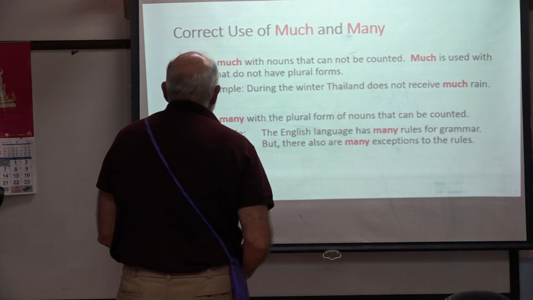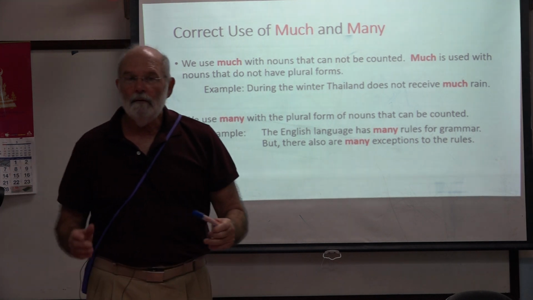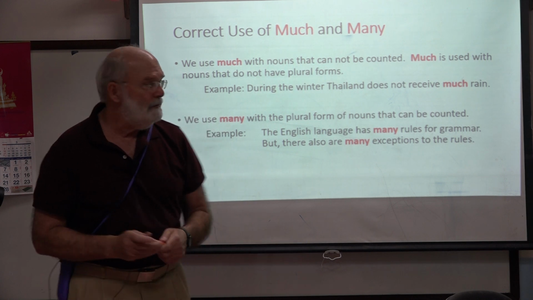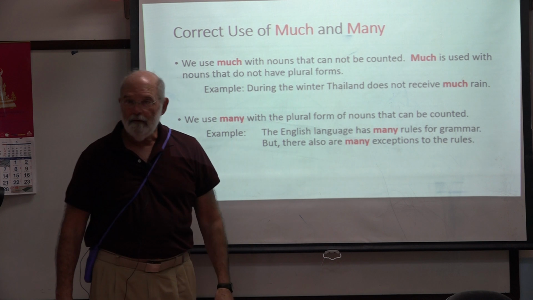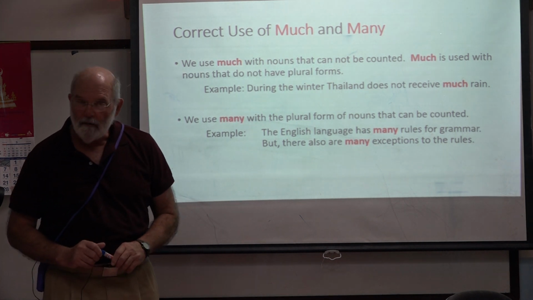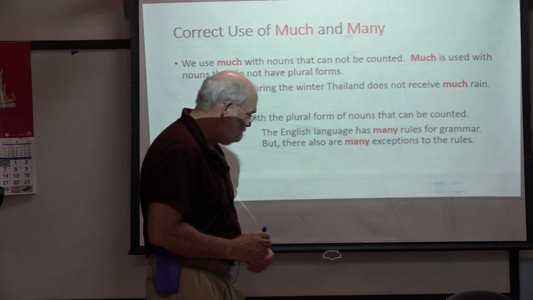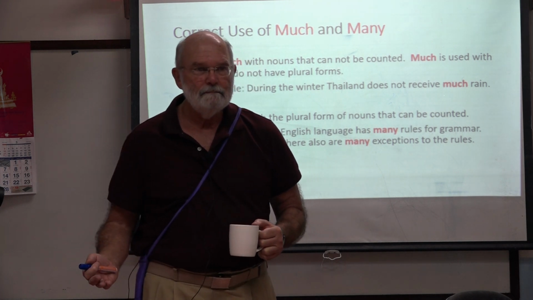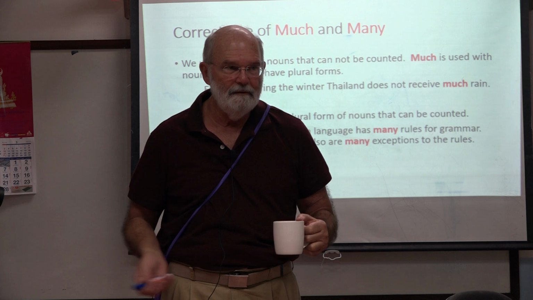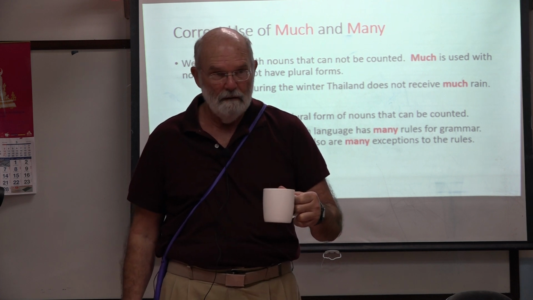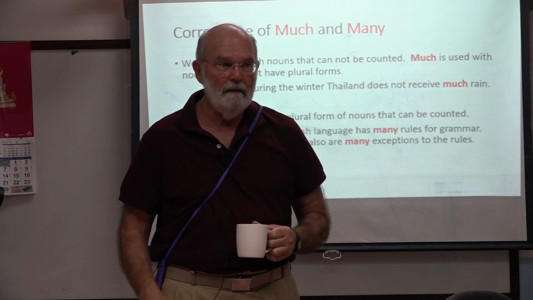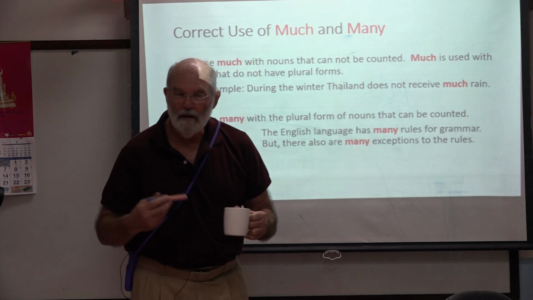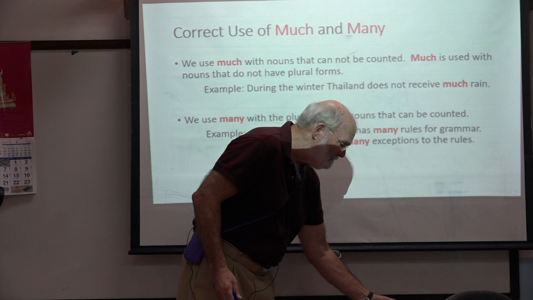Now, we use much when it's an adjective, okay? It's a modifier. We use much when we're referring to a noun that can't be counted. So, can you count tea? No, you can't count tea. You either have tea or you don't have tea. But you can have much tea, or you can have not very much tea. So we use much to refer to something that can't be counted.